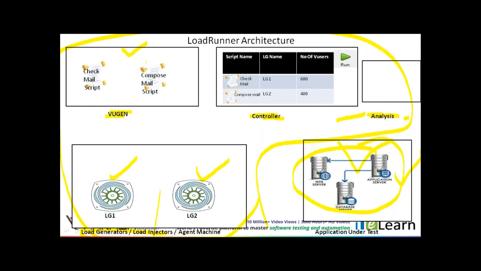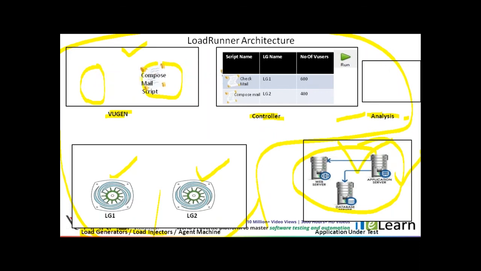Let's look at the whole process, the whole PTLC, but from the LoadRunner angle. We're looking at the performance testing lifecycle, but from the LoadRunner angle. First, as a performance tester, what do you do? You create two scripts. We have been talking about the same scripts, checkmail script and composeMail script. We create these scripts in VuGen separately, and we record them, not script them from scratch. We execute these two scripts separately to make sure the scripts are working fine.